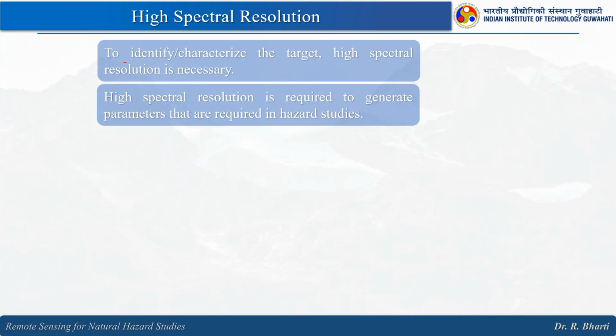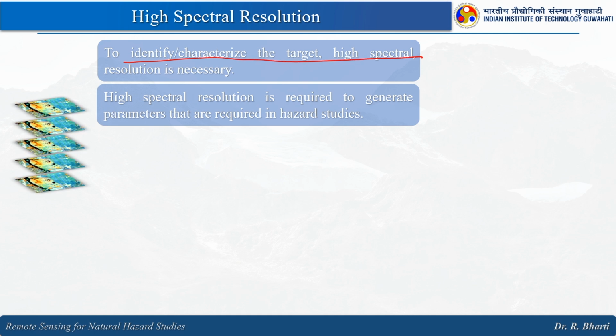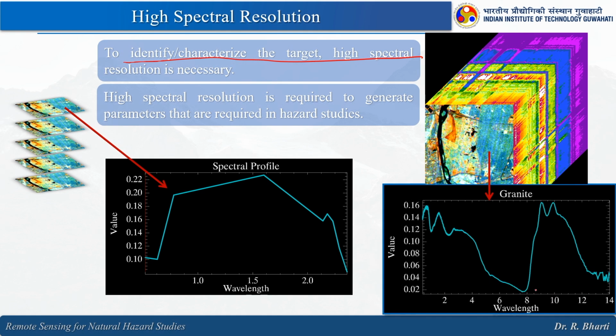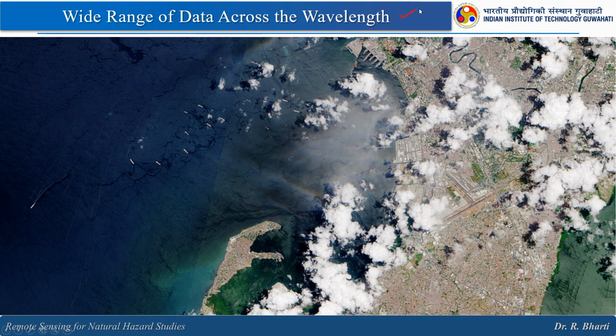So the high spectral resolution is required to characterize a particular material. We have seen the example in case of hyperspectral remote sensing, that helps you to gather more data points across the wavelength, and that will help you to identify a particular material like this one, and this can be considered as a fingerprint of that material. So always we have an advantage when we have the high spectral resolution, right. So the wide range of data across the wavelength is available.